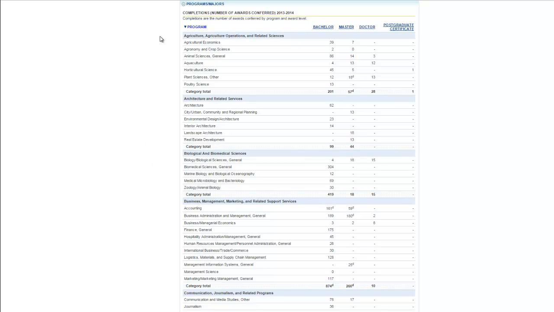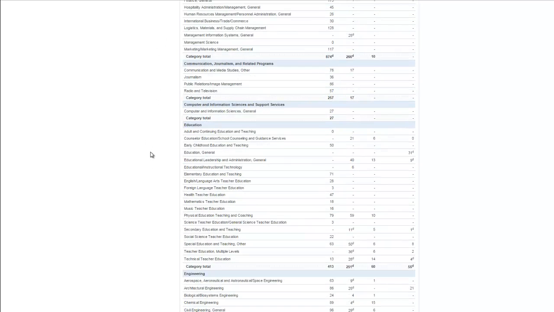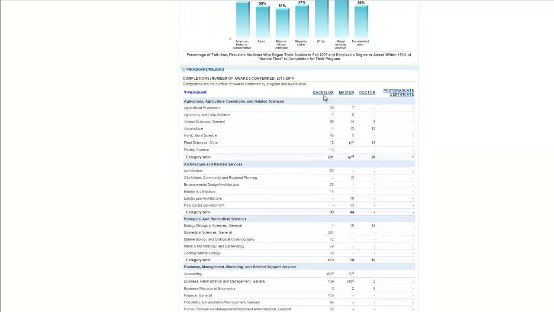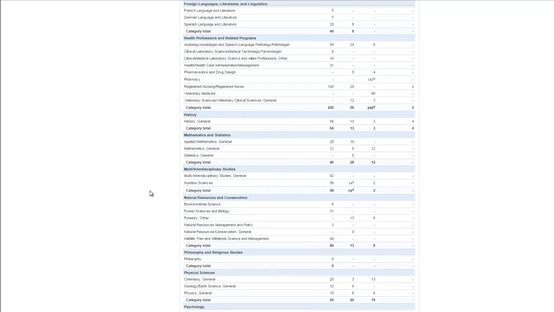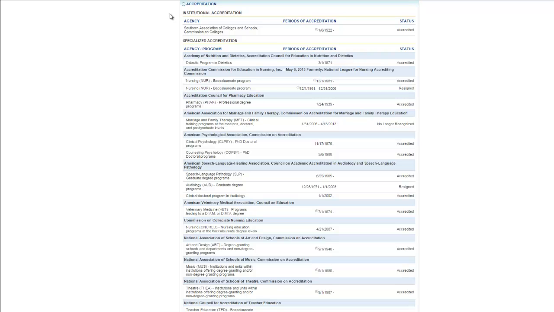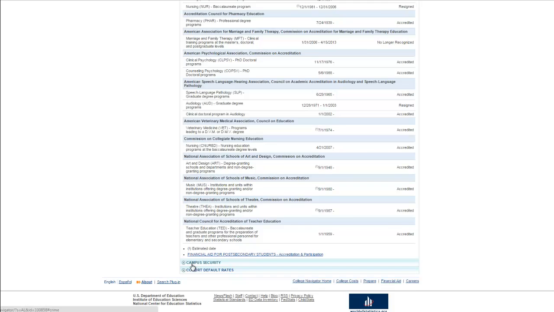These are the programs and majors that they offer. So you'll want to page through these and see, does this school offer a bachelor's degree, a master's degree, or maybe a doctorate in something that your child or you are interested in pursuing. Varsity athletic teams tells you what division they're in, how many men and how many women participate in all of these various sports. And then their accreditation. How are each of their programs accredited?